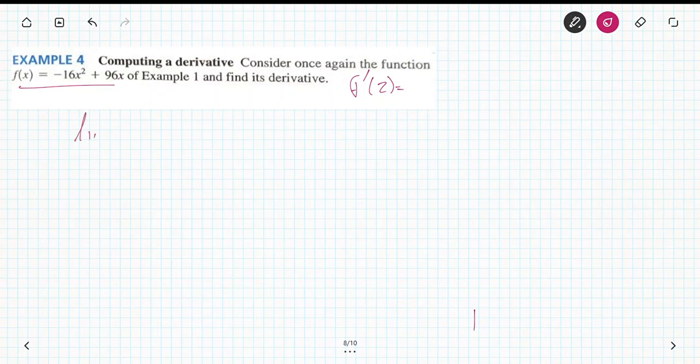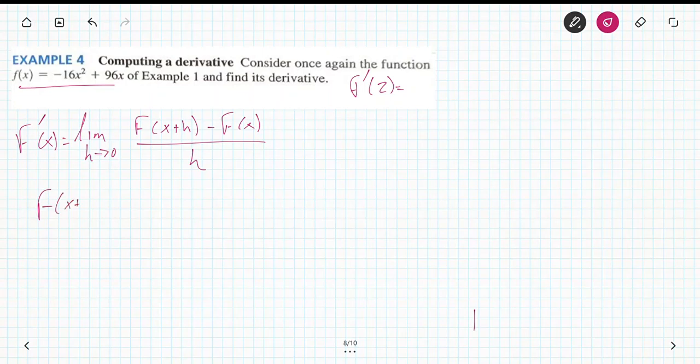All right, so let's write our handy dandy definition of the derivative. It's going to be the limit as h approaches 0 of f of x plus h minus f of x over h. And this whole thing is the derivative of my function. It's just the equation of the slope. Now, I know what f of x is, but I do not know what f of x plus h is. So let's put that in.